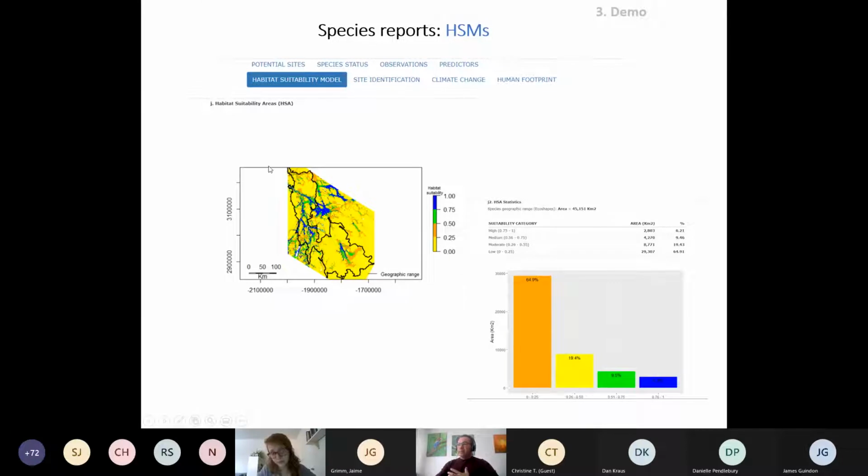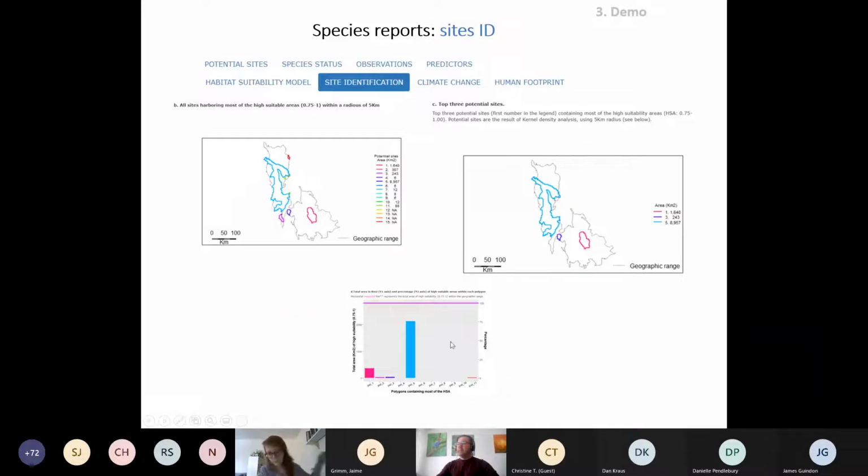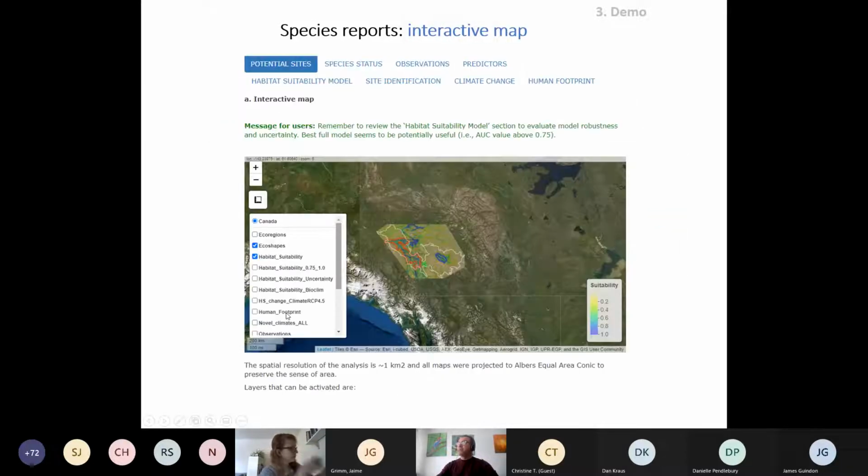At the end, we have the habitat suitability map and some stats, and we also add some uncertainty maps for these models. And the site identification that I showed you before, showing those cluster sites, but the top 3 that can hold most of the high habitat suitability with suitable areas within the EBAR.